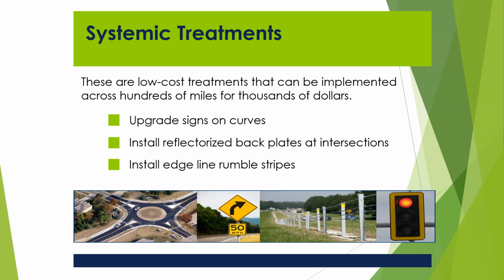Some of these things are like upgrading signs on curves. We recently finished a statewide project for that, adding additional chevrons and reanalyzing our suggested speeds leading up to curves, installing back plates at intersections. We also recently had a project to do that around a lot of the state. Installing advanced detection at signals: we had a project sell a couple years ago that installed advanced detection at every signal that we own that lies on a national freight route, where we have 10-15%+ truck traffic. Then installing edge-lined rumble stripes, which is another one that we are currently pursuing.